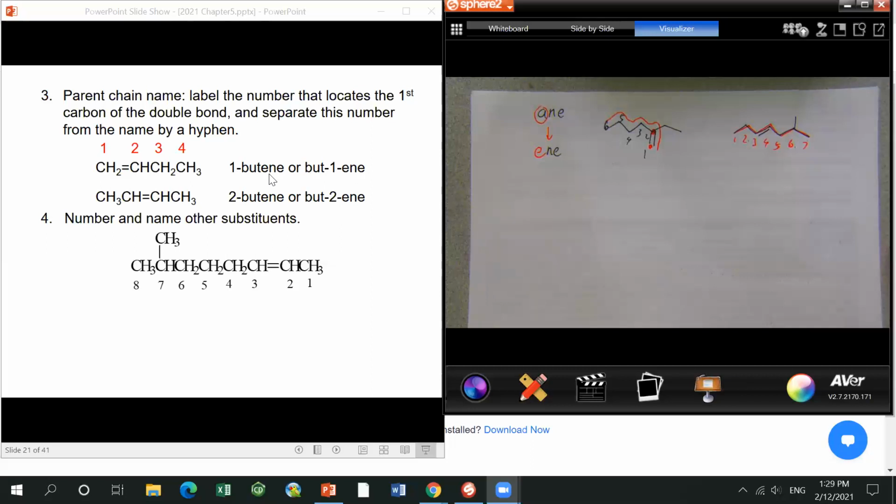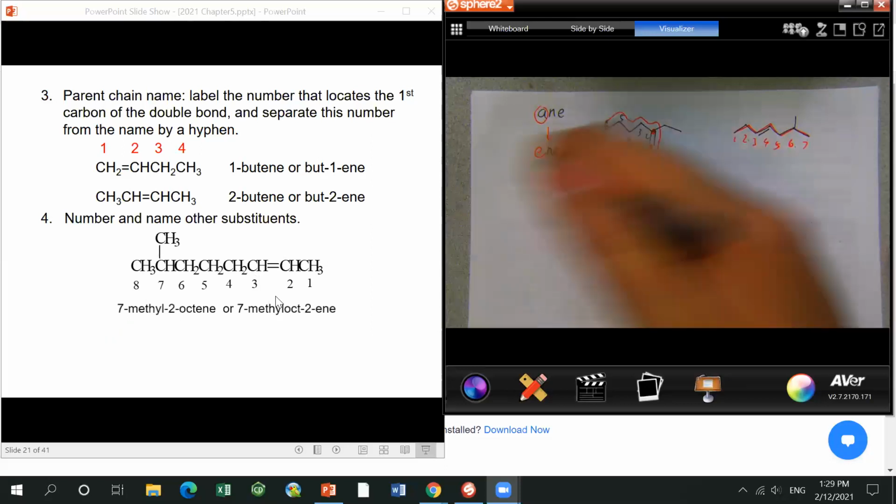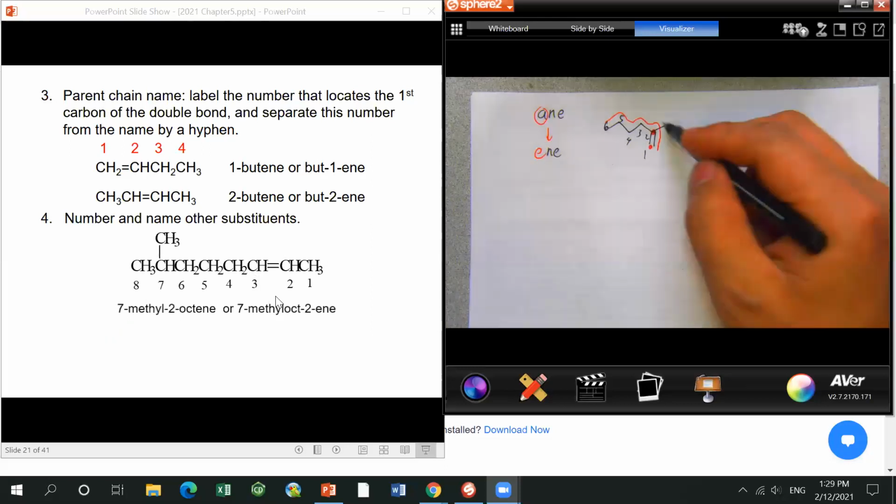And then in the end, if there is a substituent group on the carbon chain, you just put the location number and the substituent group name before the parent chain name. That's it. For example, this one should be 2-octene, with the first number for the C=C double bond, and then you put 7-methyl before the 2-octene. You can also name it 7-methyl-oct-2-ene, that's also fine.